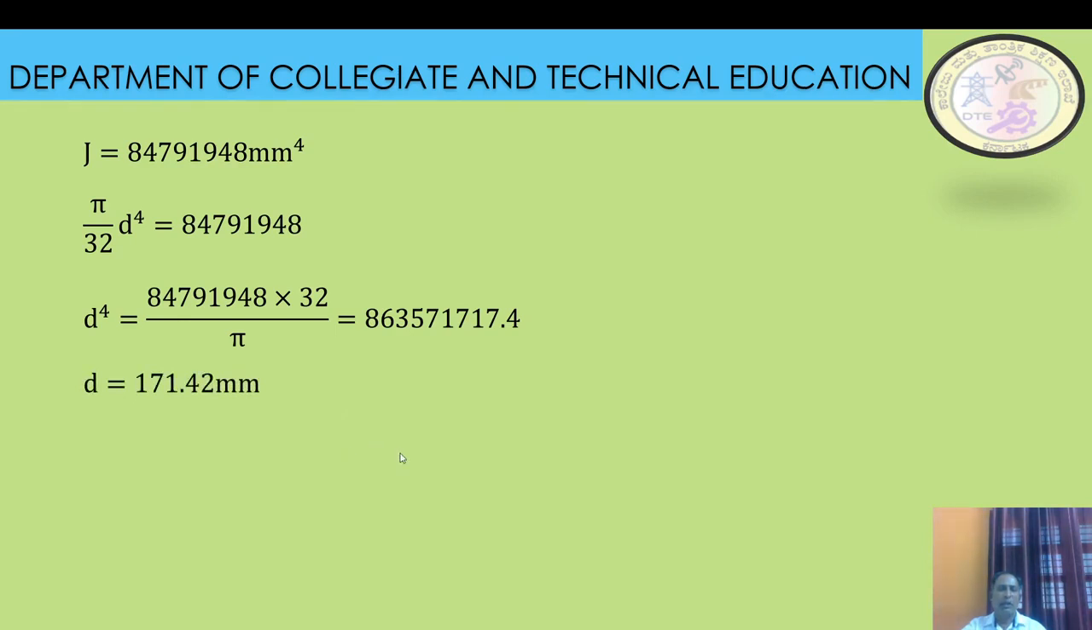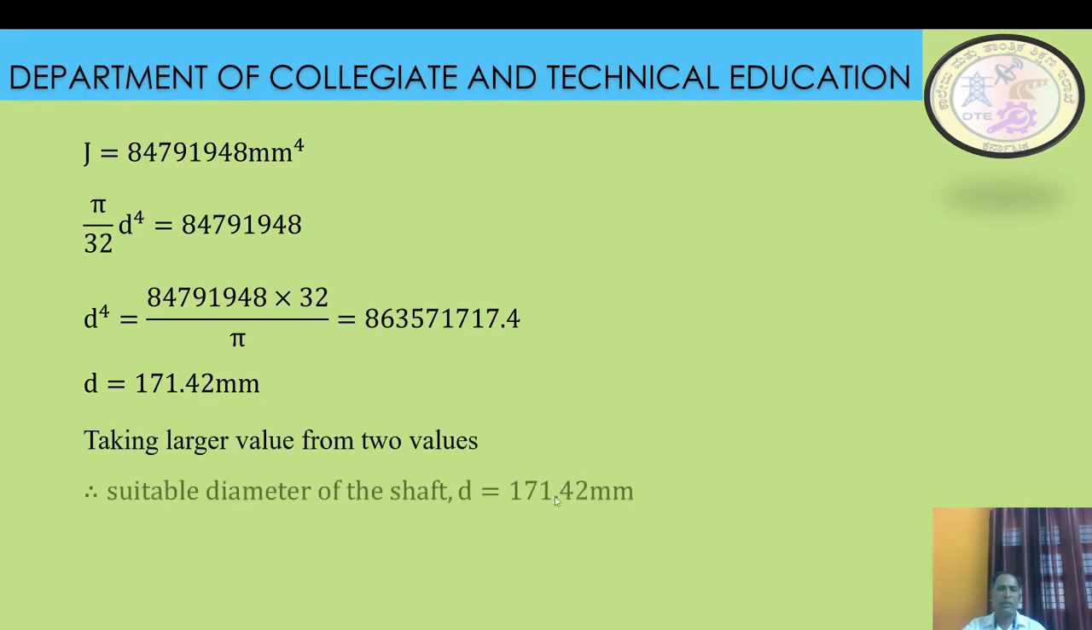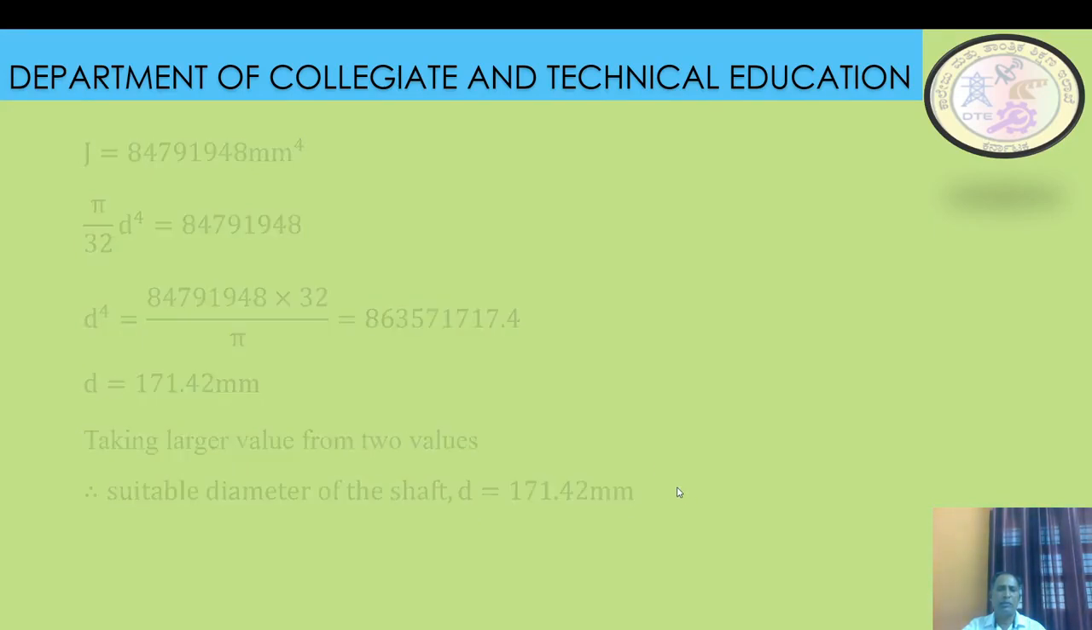So as the diameter of the shaft is calculated based on strength as well as based on rigidity, therefore taking the larger of the two values, D is equal to 171.42 mm.